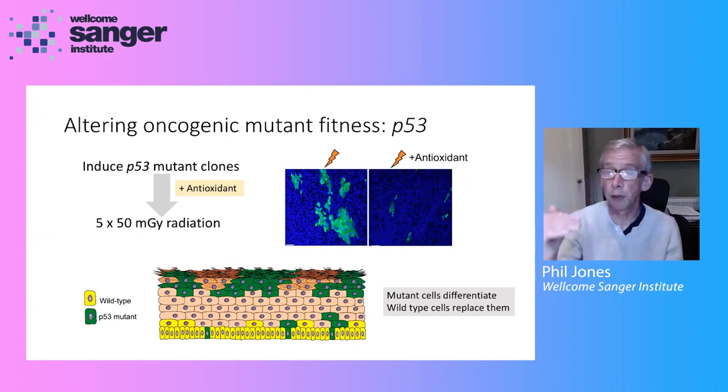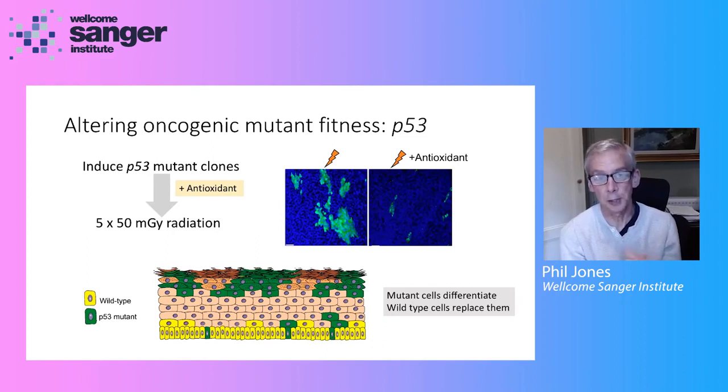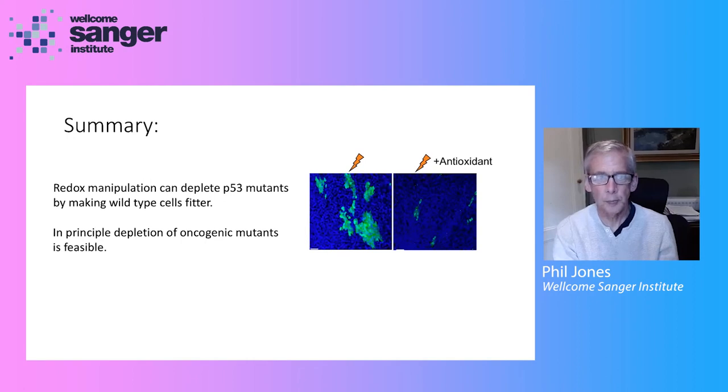And indeed, when we do this, we reduce the level of p53 mutations below that in untreated mice. So potentially, and I'm not suggesting people go to Chernobyl or somewhere and get exposed to radiation in the slightest, or take antioxidants, but it might be possible to manipulate tissues to deplete oncogenic mutants like p53 by processes like redox changes. So I think that's an exciting point to end on.